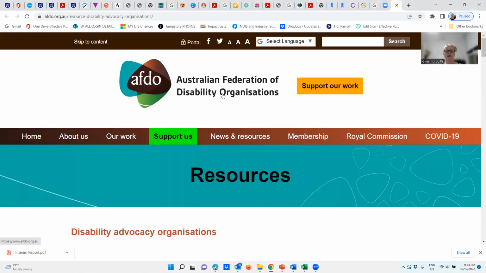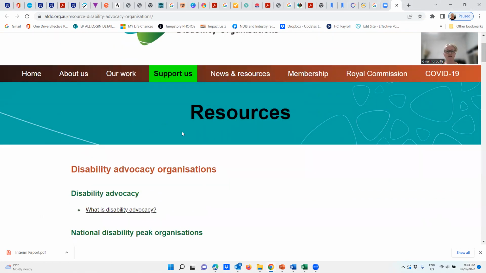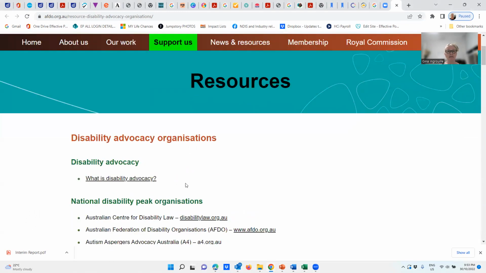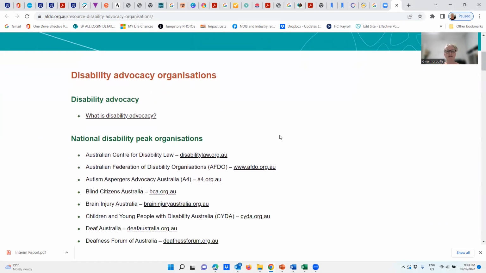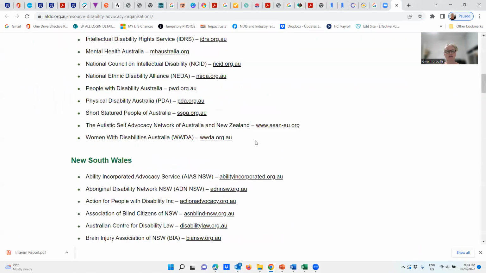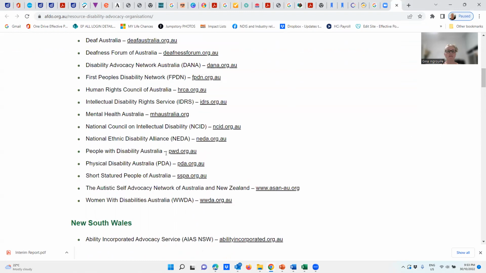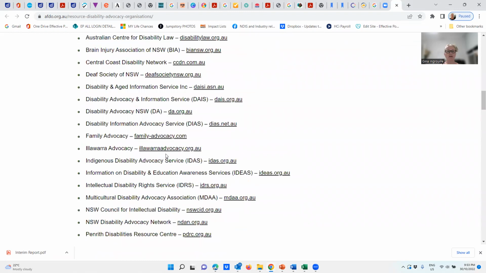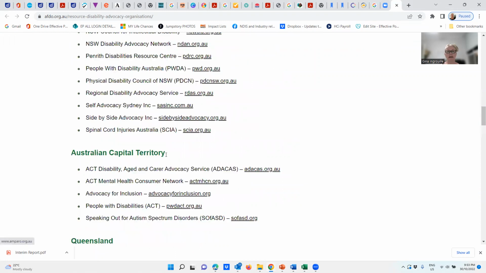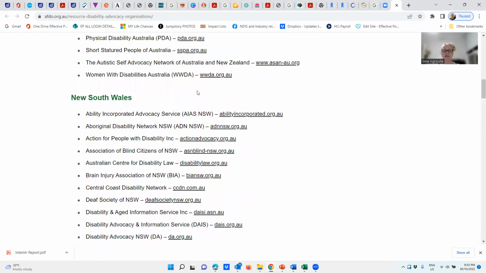So here's AFDO, the Australian Federation of Disability Organisations, which in itself is a peak body. It starts off on its listings here with disability advocacy organisations. What is a disability advocate? What is disability advocacy? It has a list of the national peak organisations, and then down a little bit further, it has a list of the state-by-state disability advocacy services for individuals. And you can get the phone numbers and email addresses, etc., state by state. And these organisations are funded by the National Disability Insurance Scheme.